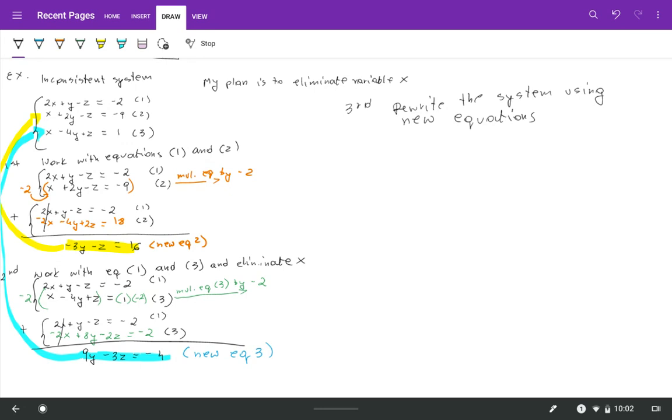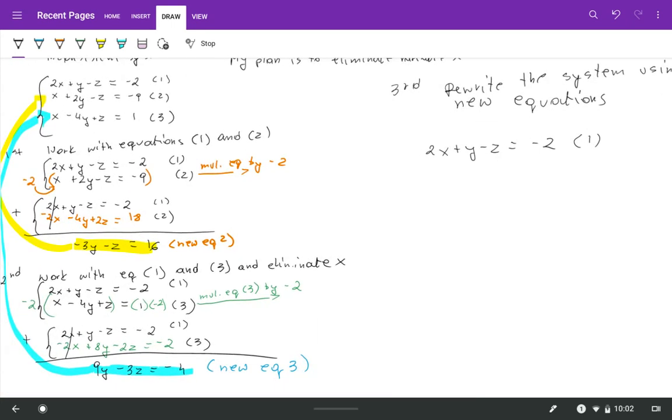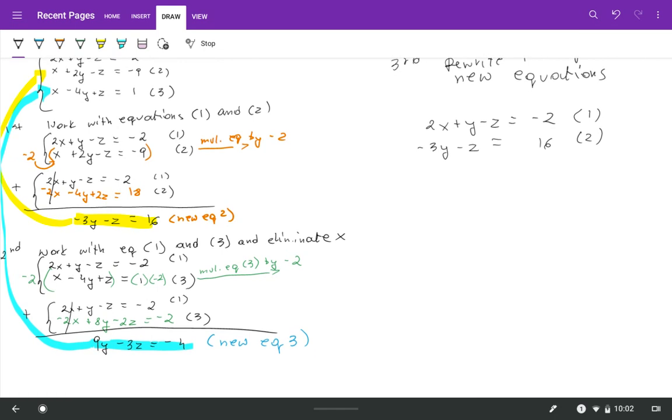Okay, so equation 1, it's the one which we didn't change. So I copy original equation 1, which is 2x plus y minus z equal negative 2. So this is equation 1. Equation 2, it's the one which I mark in yellow, which is negative 3y minus z equals 16. And equation 3, that's the one which I mark in blue. We have 9y minus 3z equal negative 4. This is equation 3. And this is our equivalent system.